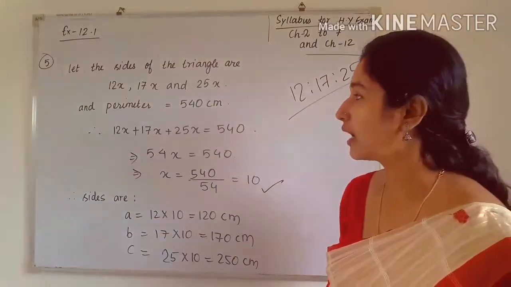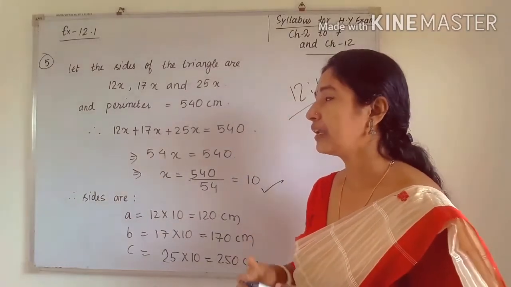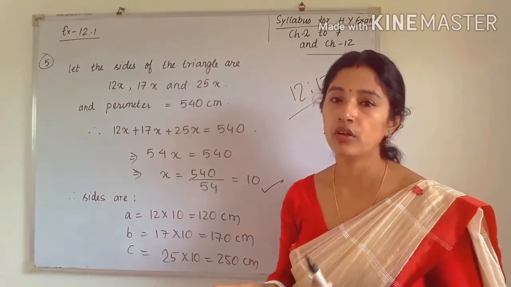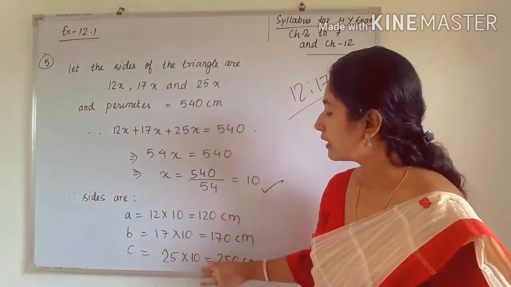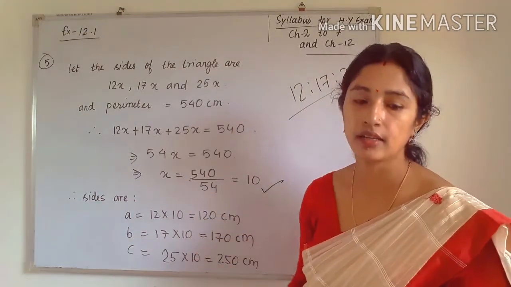One more thing is that you can take any of the sides as a, b or c. Okay. Finally the answer will be the same. So you can take any side as a, any side as b, any side as c.